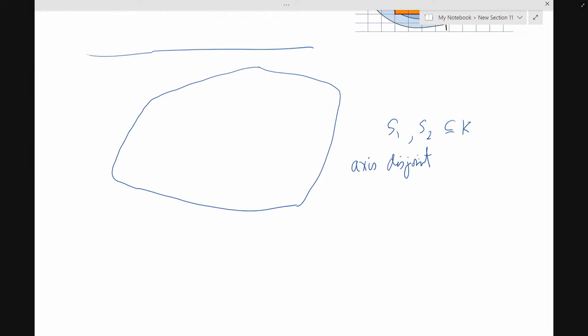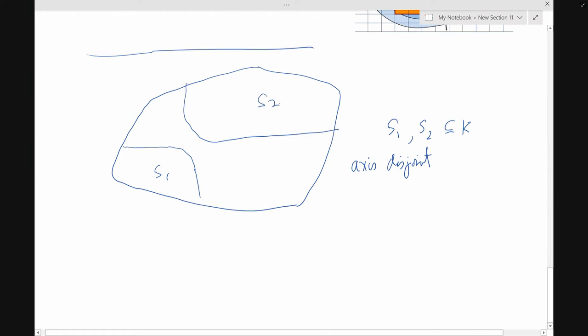So under this assumption, let me draw an example. Here is S1, maybe here is S2. And you can see that they don't meet on any axis line. And the rest of it we'll call S3. And I want to know how large is the volume of S3. So that's the basic question. You have two axis disjoint subsets, which don't have to be contiguous. They're just arbitrary measurable subsets. What is the measure of what's left? That's the question.